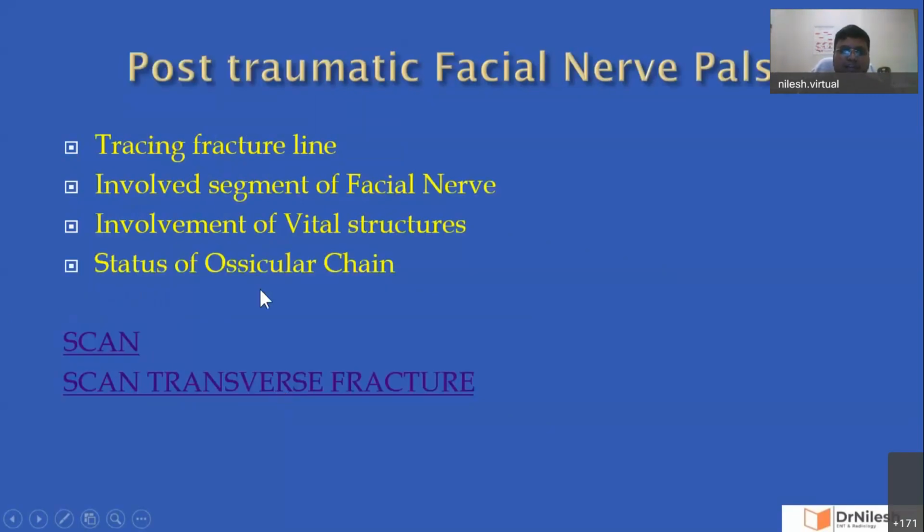Post-traumatic facial nerve palsy, I already showed you where you have to trace the fracture line. Then you have to make out the involved segment of the facial nerve. You have to see if any vital structures are involved and the status of the ossicular chain. So this scan you have already seen.